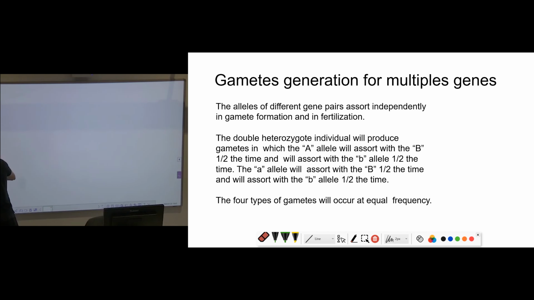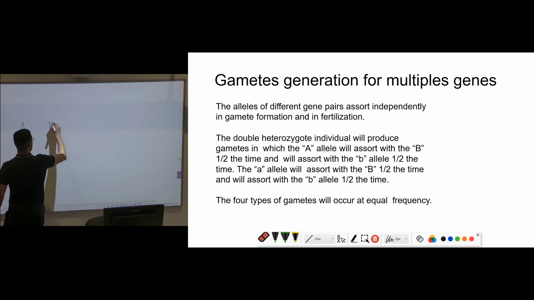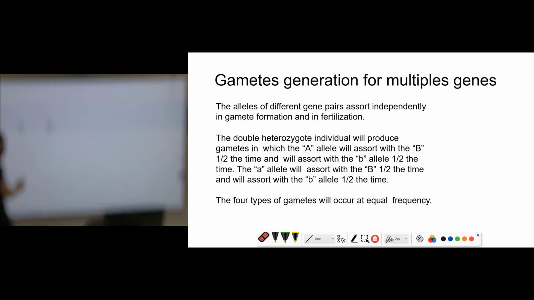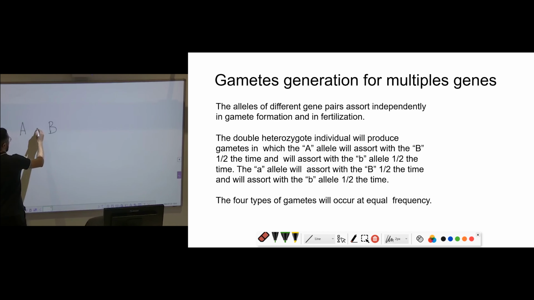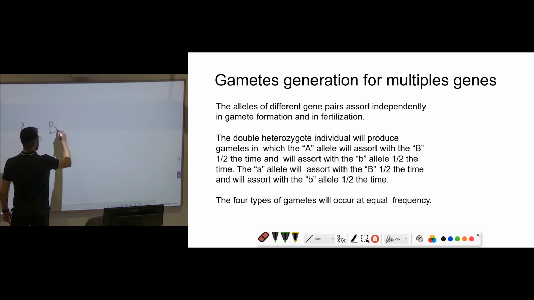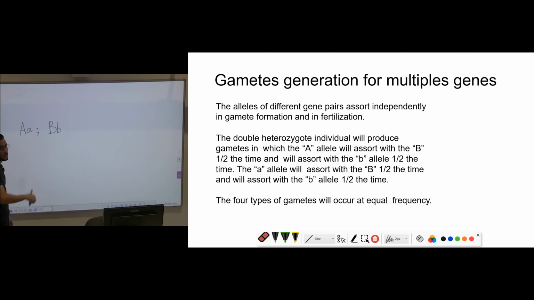So if we have, for example, two genes, A and B, and let's say they're on different chromosomes. If we're looking to do a cross with these, the first thing we need to figure out is the gametes. Here they're talking about a heterozygous, so we can just do this. Now, how many combinations of gametes can you have?